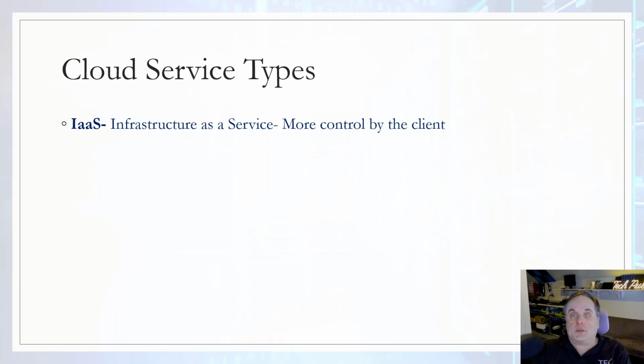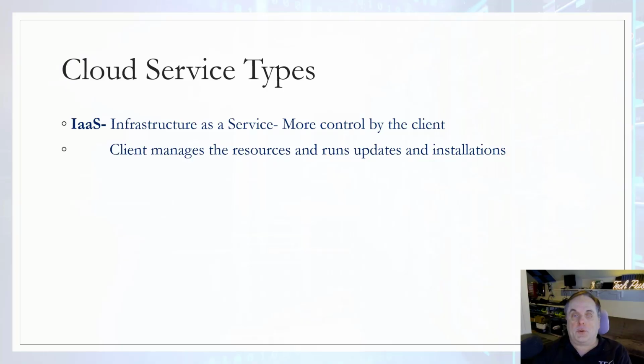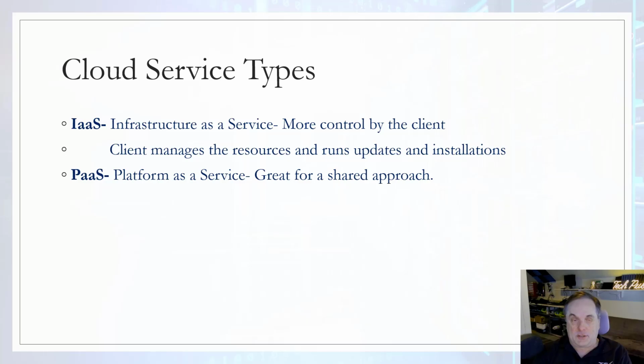Now if you're going to do what's called lift and shift from on-premises Active Directory into the Azure Cloud Entra ID, which is another type of directory, that is also considered infrastructure as a service. The client is going to manage those resources, run updates, as well as installations.